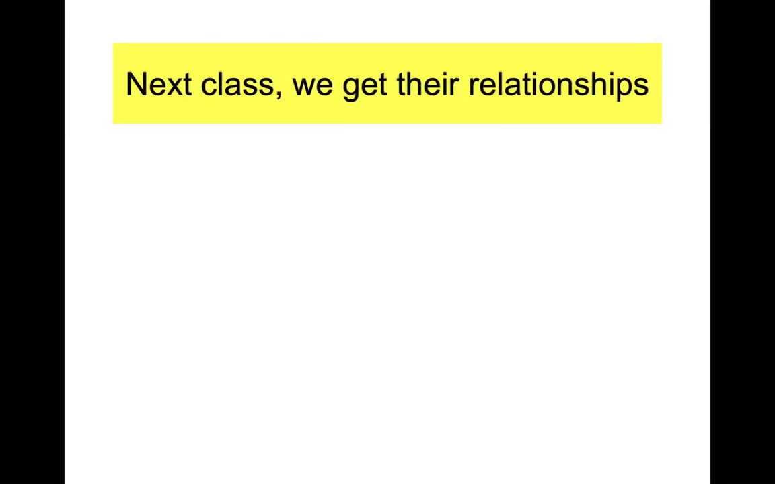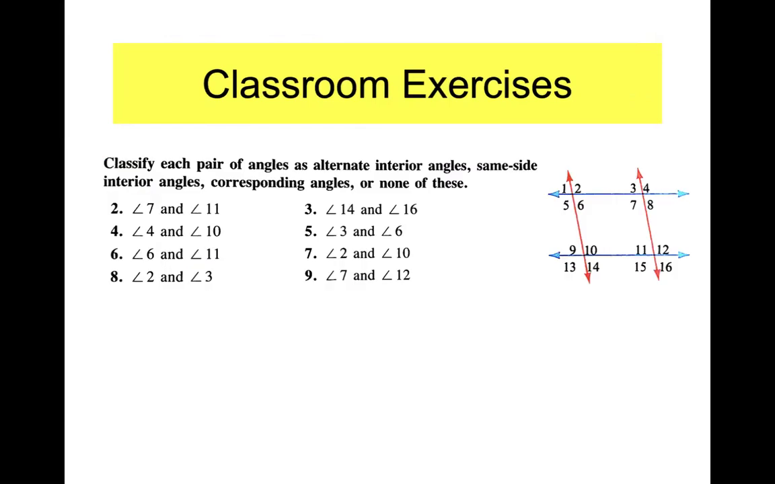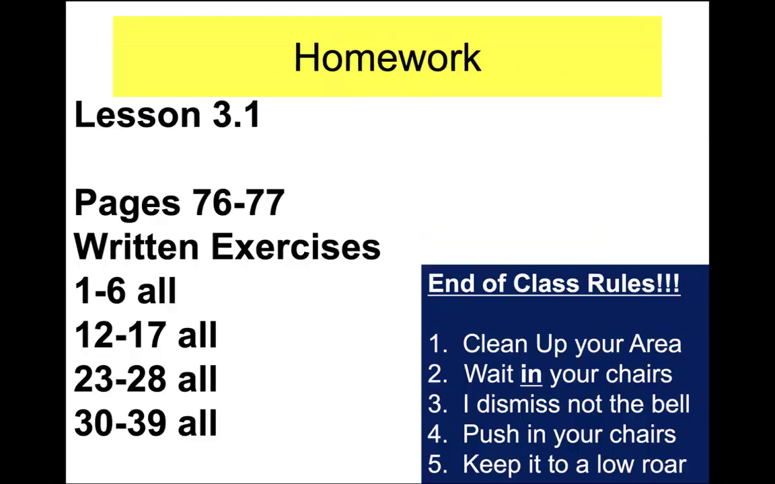Next class, we're going to get a relationship, right? For each one of those definitions, we're going to get what I call a so what. So what that they're alternate interior angles? Well, you're going to get a so what. In other words, you're going to get a consequence if they're alternate interior angles. Then you're going to be able to say something, right? Well, that does it for the class. For homework, you're just going to be naming angles and naming the relationship, right? Okay, so that will do it.